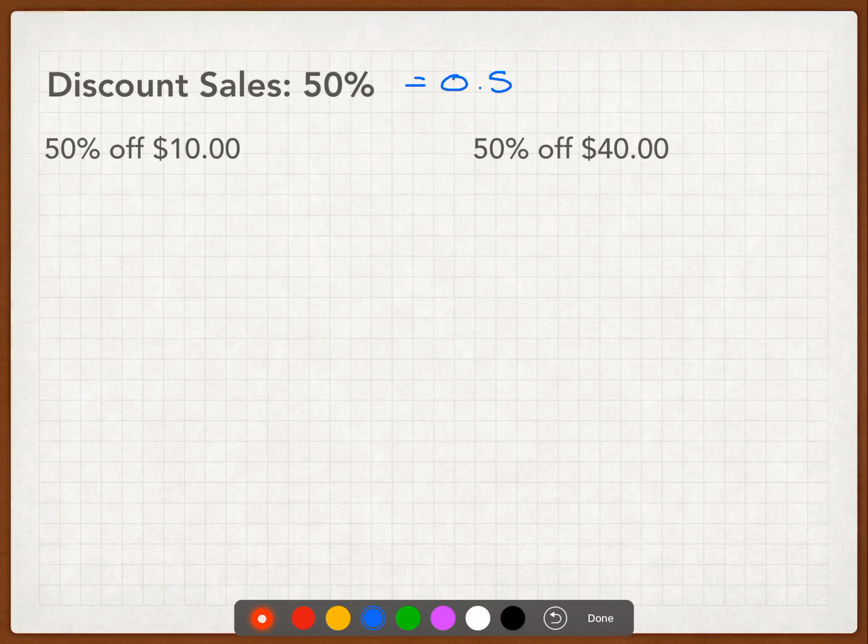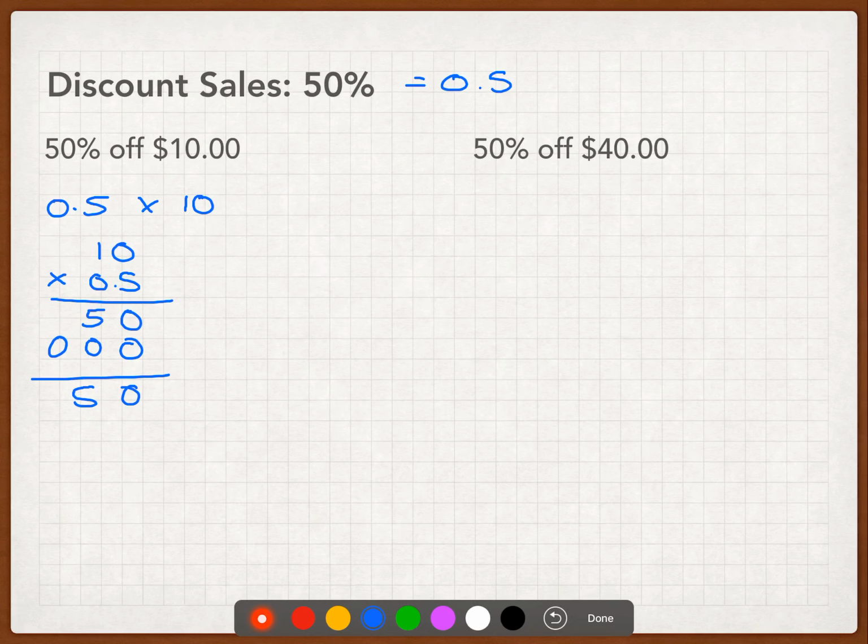50% off $10. Now you've probably seen that in the store when you've ever been to the shops. So we're going to go 0.5 times 10. We can leave off the 0.00 for now because there are no cents involved. Then we do it like our normal multiplication: 5 times 0, 5 times 1, 0 times 0, and 0 times 0. We add our decimal in. There's one decimal place in the beginning.